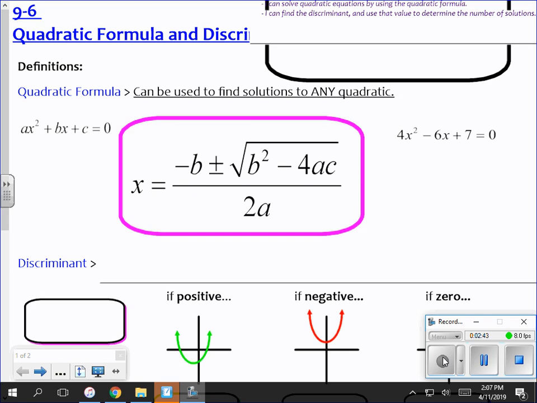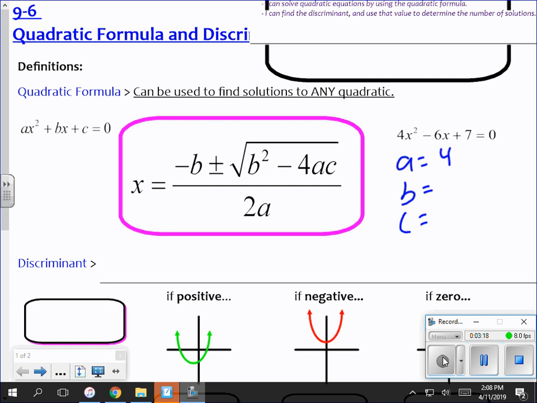Now, the first step in using the quadratic formula is identifying the A, the B, and the C of any equation. This is the first step. You have to be able to do that. Okay, the A is how many x squareds I have. So in this example here, what's my A? 4, because I have 4x squared, so my A is 4. How many B's do I have? What's my B?